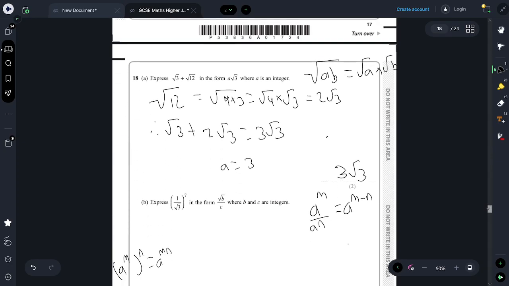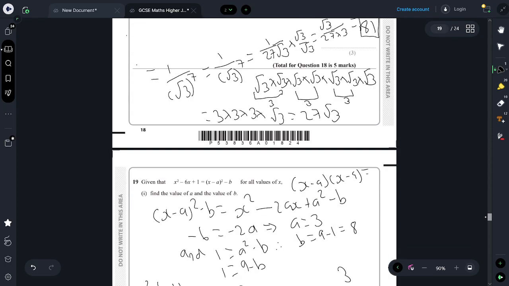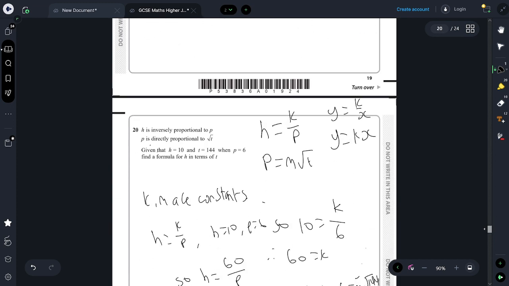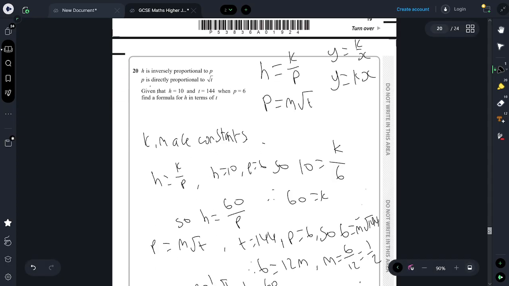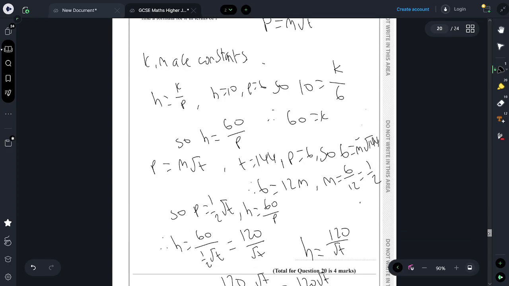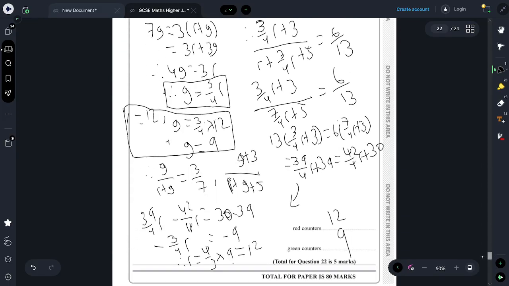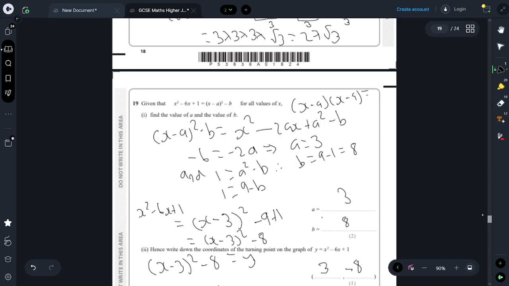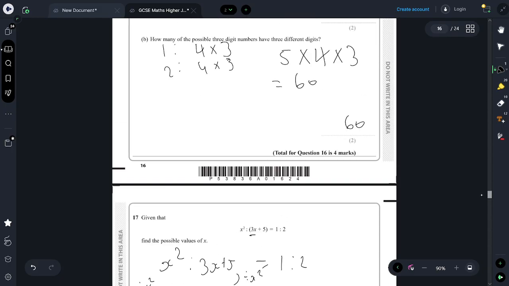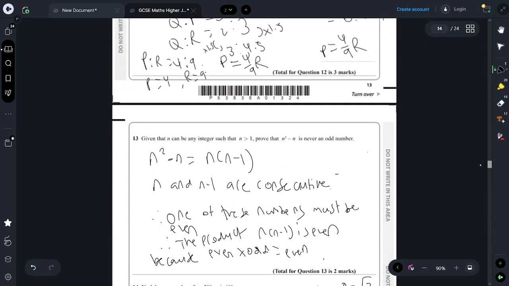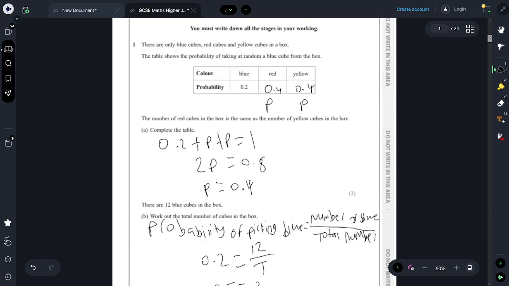Surds came up on the paper. Complete the square, I don't think so. Direct inverse proportion did. Very, very similar, almost identical question. The method was exactly the same, just different numbers and stuff, really. Function didn't come up. Yeah, a bit of probability. Okay, but the point I'm making is, probably I'd say over half the paper was pretty similar, right? Half the paper had stuff in common.